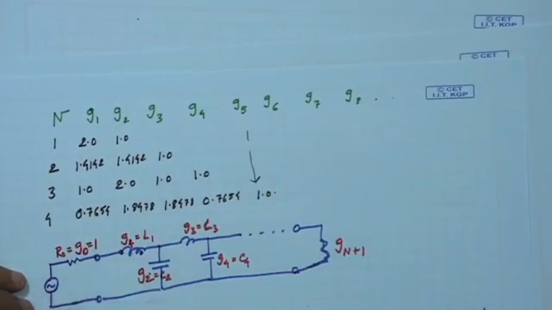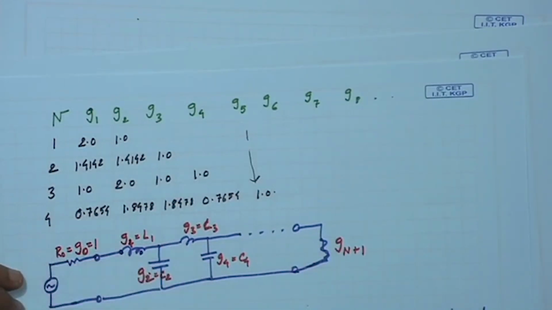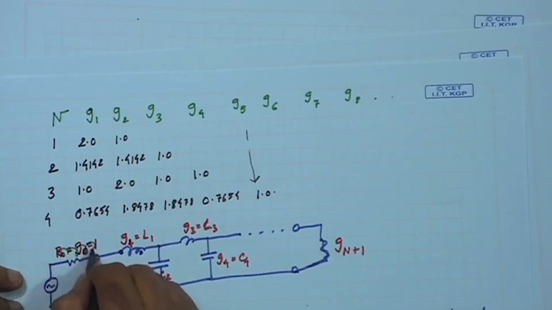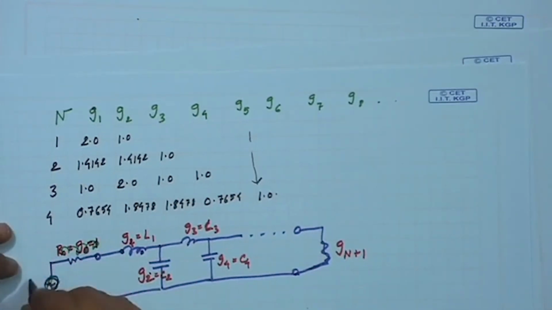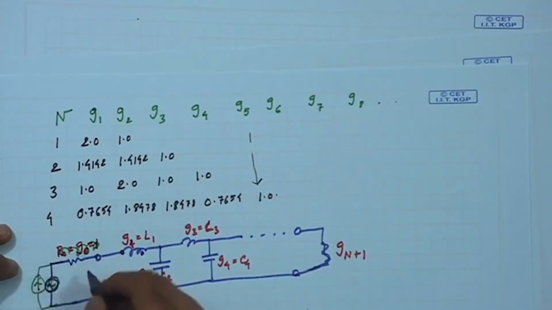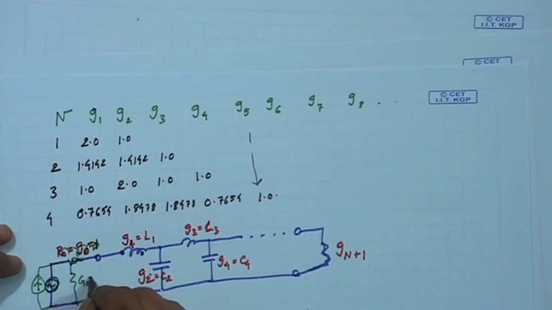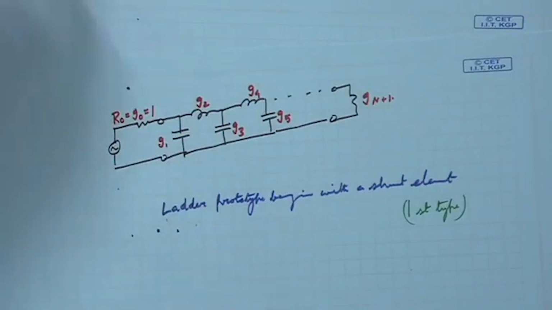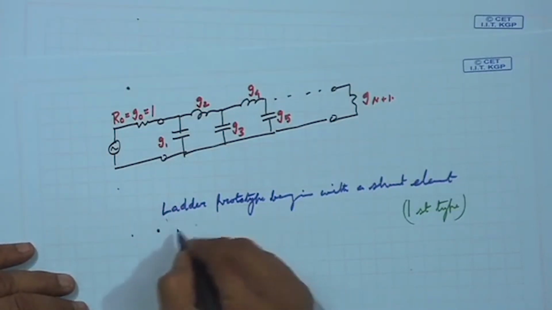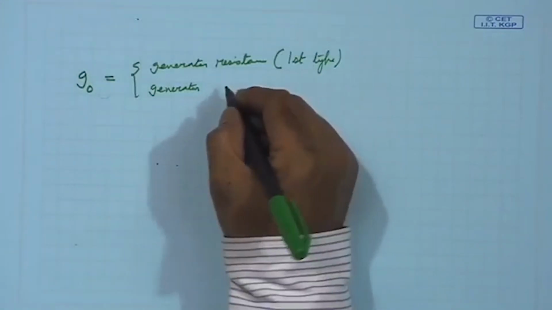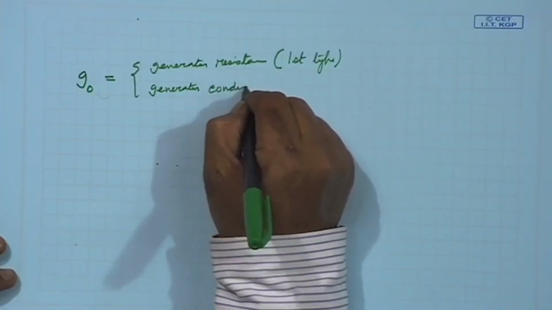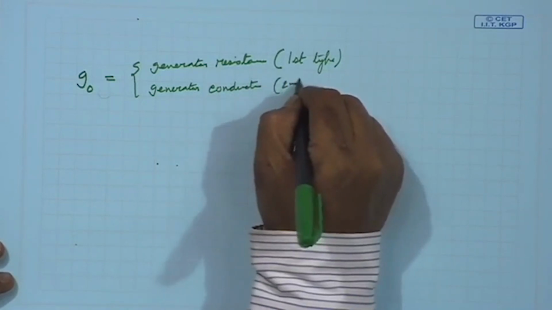So, I need to change this circuit, because generally in the second type, they do it like this: instead of a voltage source, they represent a current source here. So, that means here we will have G naught is equal to 1. So, in the second type, this is a conductance. So, we say that generator conductance in the second type.